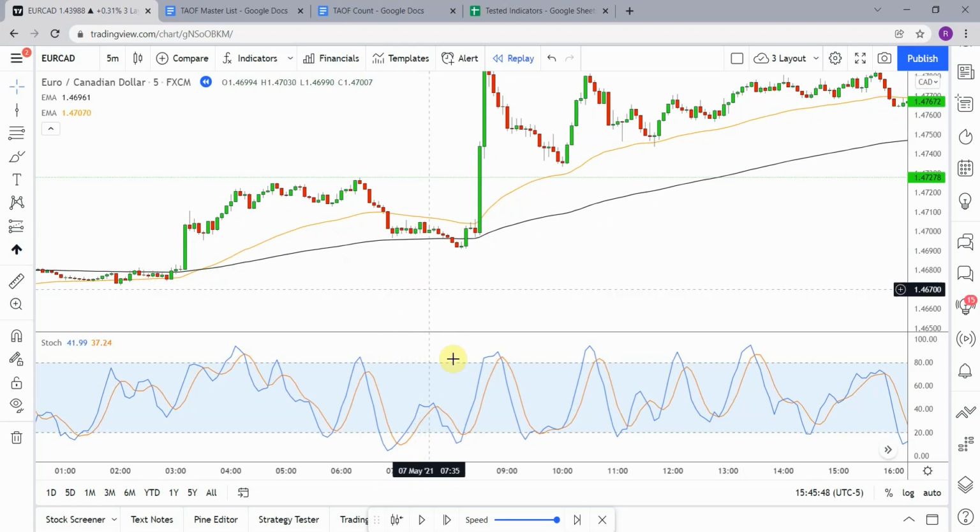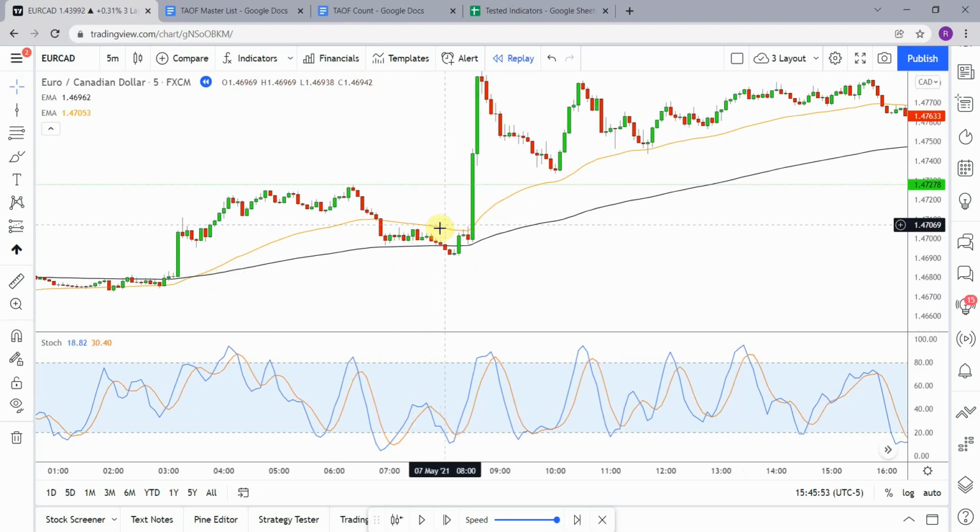The other part of this is the stochastic. So what we are looking for is, again, when the orange moving average is above the black, we're looking for long. And what we're looking for is the stochastic lines, both of them, to close below into the oversold area, below the 20 mark. Once that happens, we then look for both of the lines to then close back to the upside of the oversold, the 20 marker there.